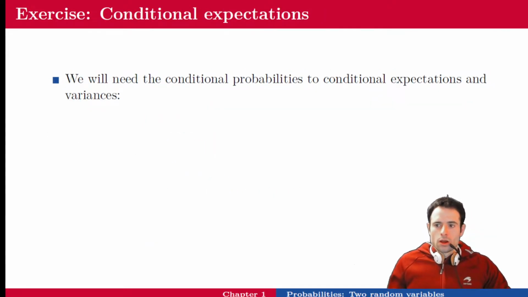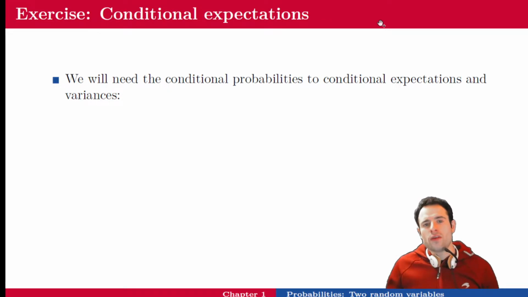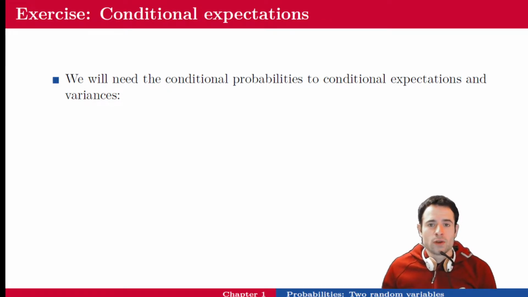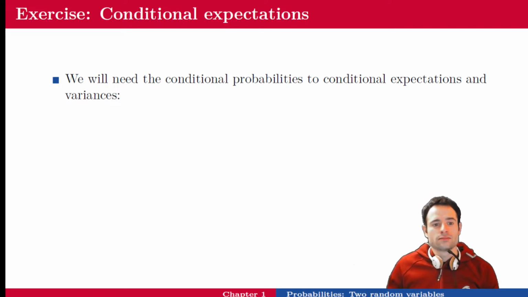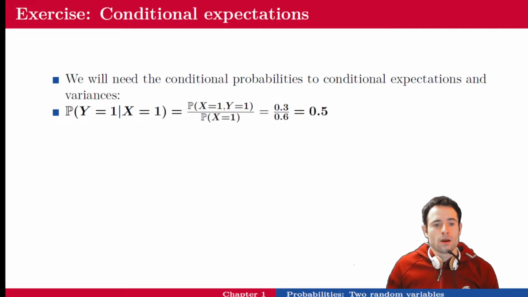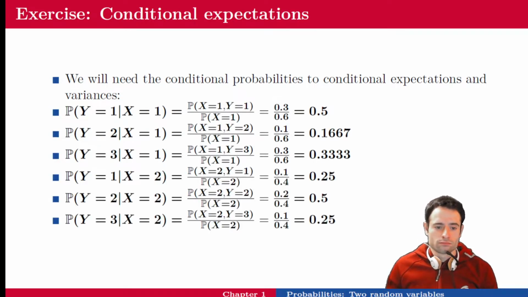The conditional stuff now. To compute conditional expectations, conditional variances, and so on, we need the conditional probabilities. And we don't have them yet. We only have the joint probabilities and the marginal probabilities. So let's just grind them. I'm going to compute all the possible probabilities, and I'm going to use the formula every time.